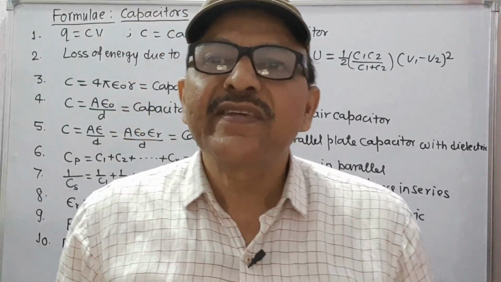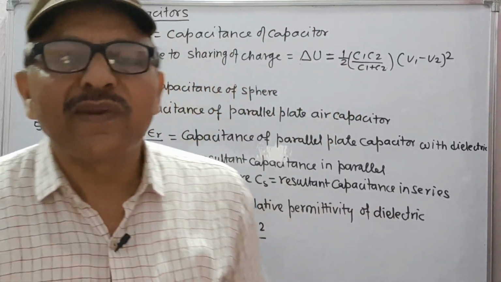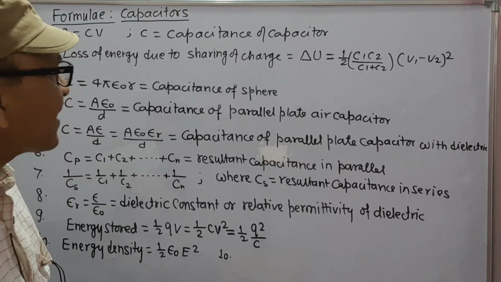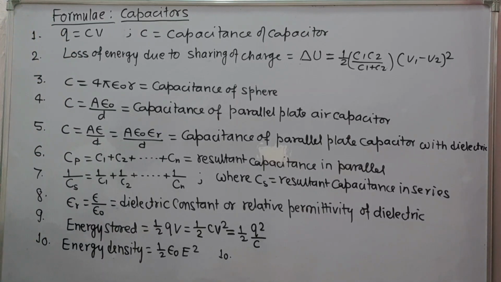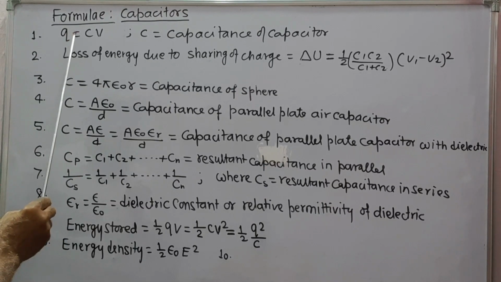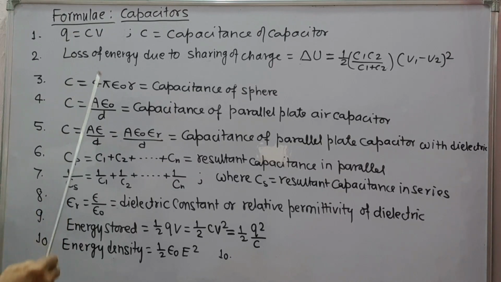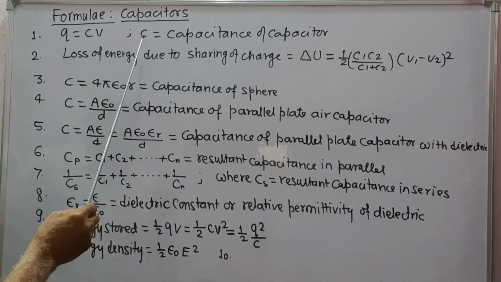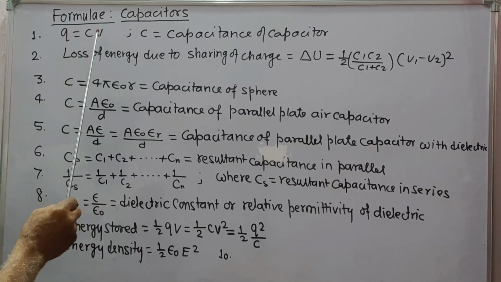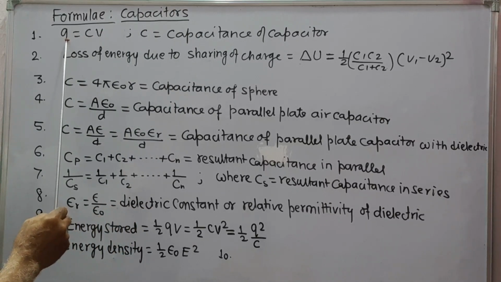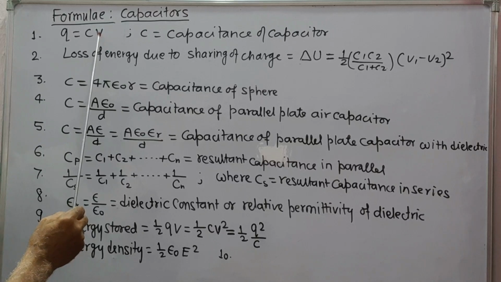Hello dear students, let us solve some numerical problems from capacitors. At first let us review the related formulas. First formula, charge on a capacitor is given by the relation Q is equal to C into V, where C is capacitance of capacitor and V is the potential difference. So C will be equal to Q by V. Its unit is farad when charge is in coulomb and V is in volts.